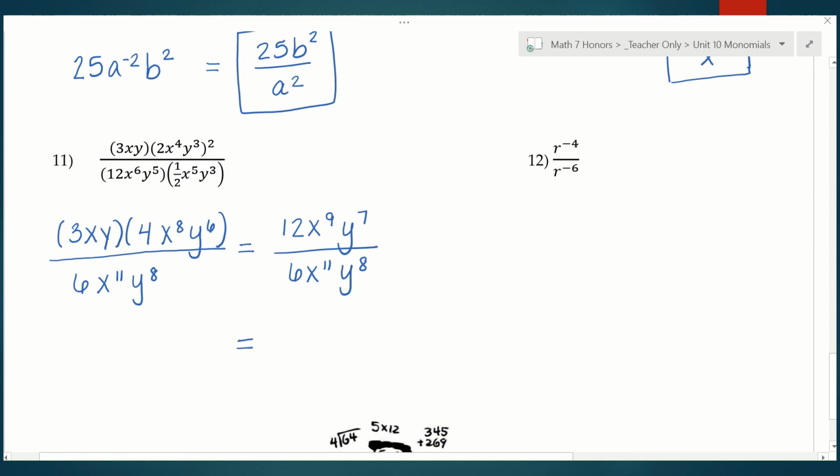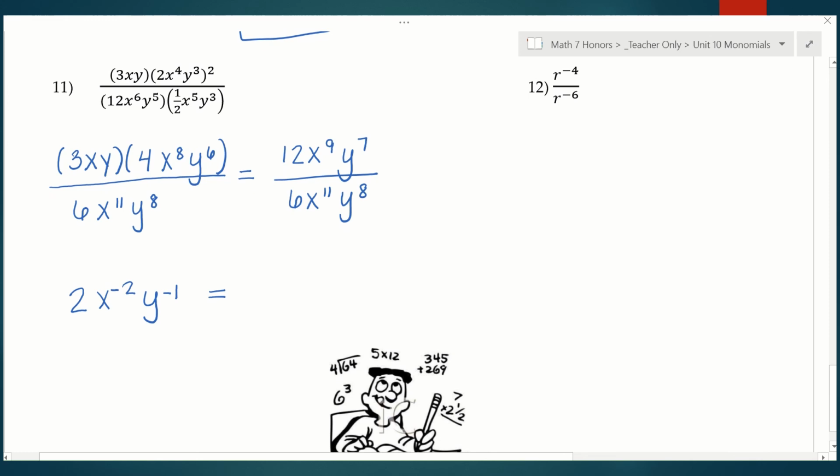Okay, and then I'm ready to divide. So when I do that, I'm going to write this over here. I get 2x to the negative 2, y to the negative 1st. And so my last step is going to be just to rewrite that. Remember that 2, that coefficient, has a positive exponent, so it stays at the top, and the other 2 go to the bottom and become positive.